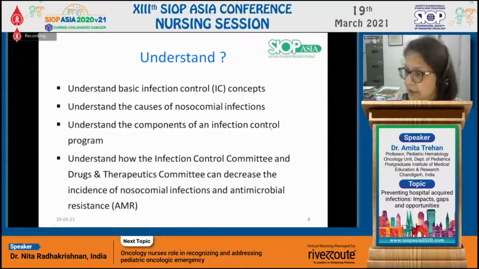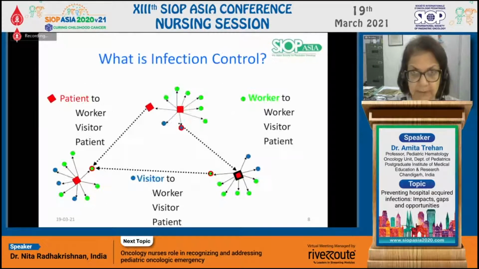So, essentially, there are a few things which we all need to understand. Basic infection control concepts: why do we get a nosocomial infection? Understand what the components of an infection control program are. We keep talking about it, reading about it, but what exactly is an infection control program? And to understand how the infection control committee and the drugs and therapeutic committee, which are there in most large hospitals, can decrease the incidence of nosocomial infections. And we know that nosocomial infections are one of the biggest predisposers to developing antimicrobial resistance.